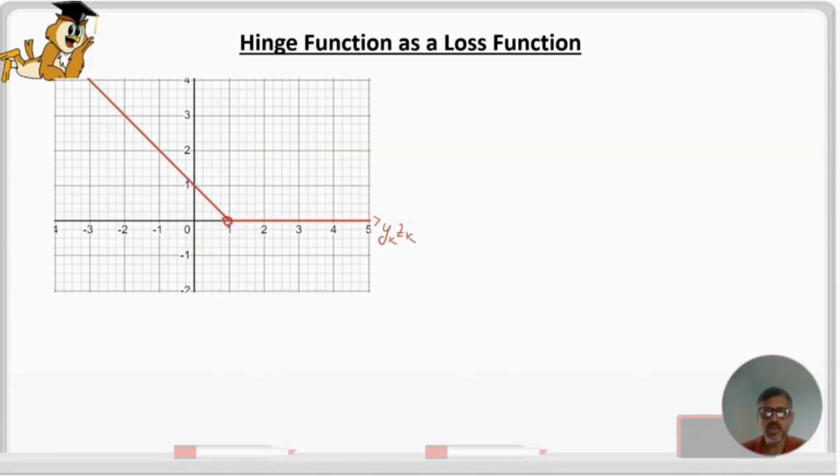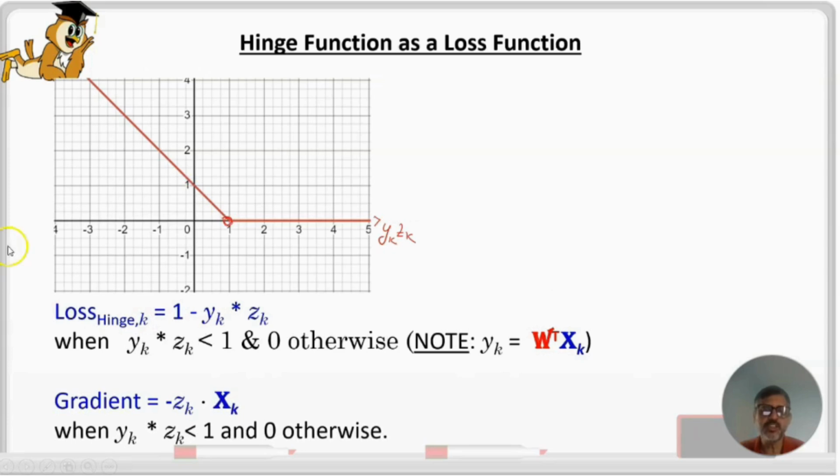So what you're effectively saying is that as the confidence in your answer starts becoming less and less, once it starts going below 1, you would like to start imposing a penalty. That's what the hinge function is saying.